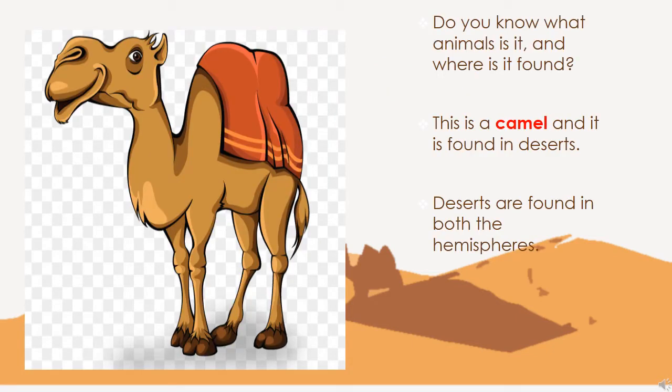Do you know what animal this is and where it is found? Of course you all know it. This is a camel and it is found in deserts. Children, deserts are found in both the hemispheres, that is, in the northern hemisphere as well as in the southern hemisphere.